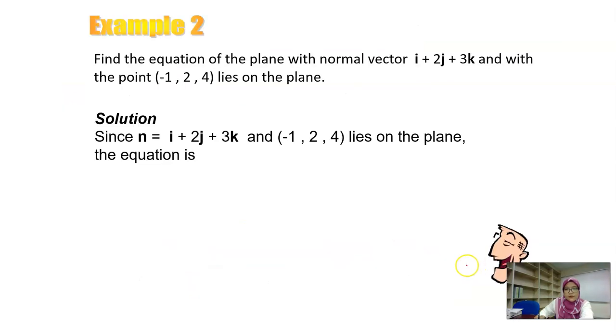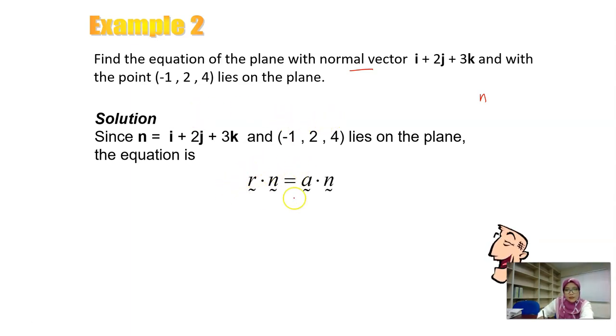Okay, next question. Find the equation of the plane with normal vector i + 2j + 3k. You are given n, so n = i + 2j + 3k, and a point that lies on the plane. So it's very easy. You have your normal and you have the point.